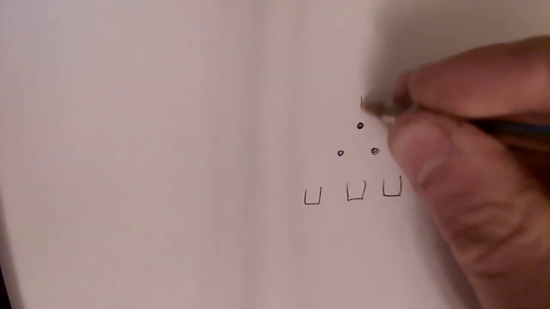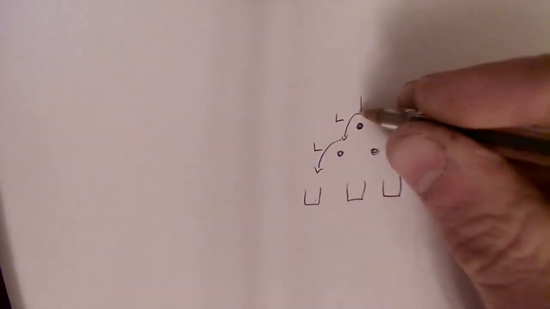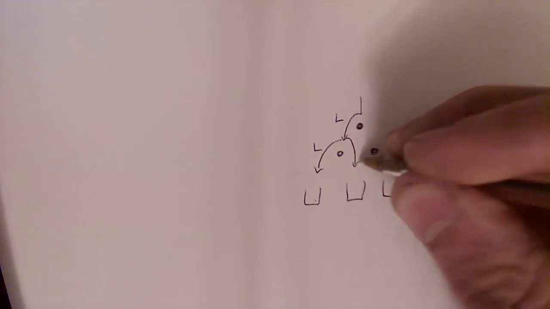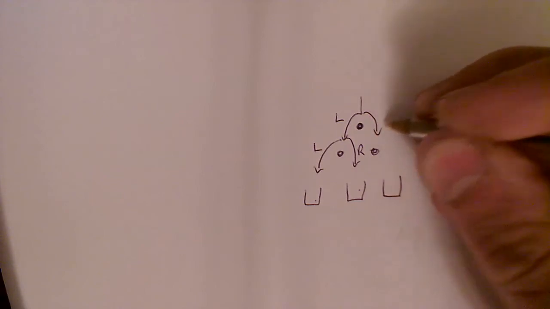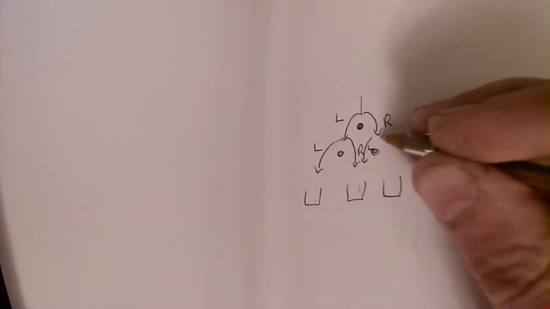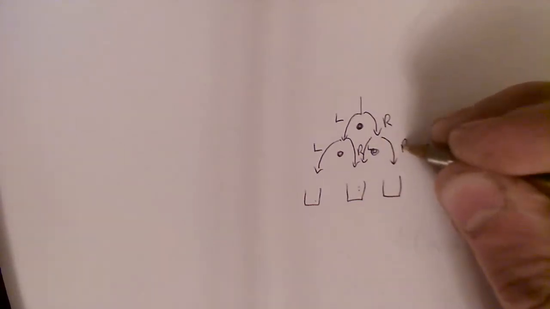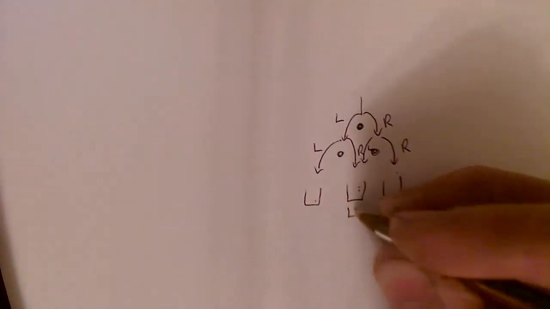Now to get down through the machine, we come in, we can go left, and we end up in this bucket here. Or we might go left and then right, in which case we end up in the middle bucket. Or we could go right and then left, which would also end us up in the middle bucket. Or we can go right and then right, which has ended up here. So we've got right and right. Here we've got left and right, or right and left. And here we've got left and left.